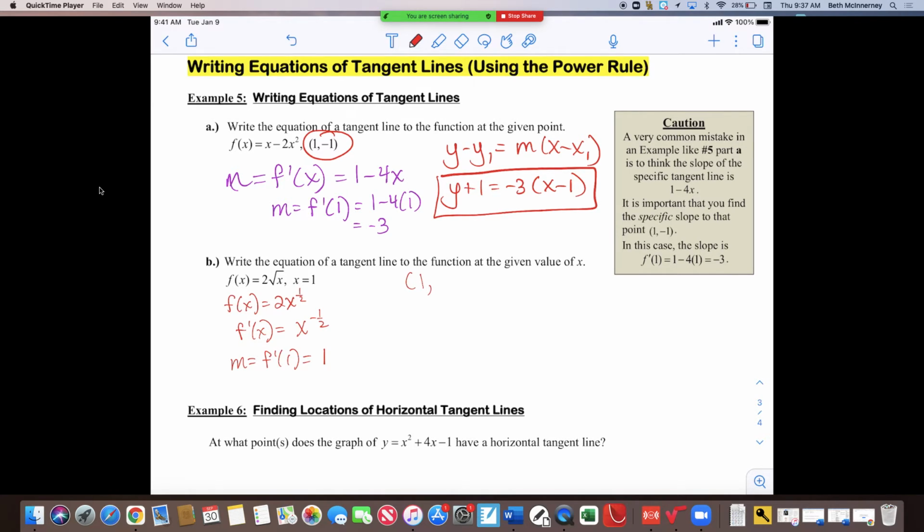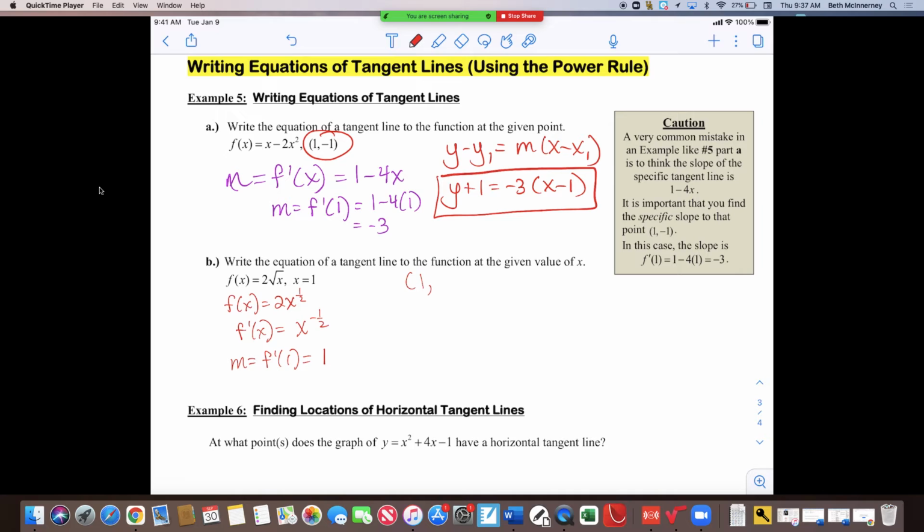All right, on this one, I rewrote f of x as 2x to the 1/2. When you bring down the 1/2, 2 times a half is 1, so they cancel. So I get x to the negative 1/2 power. Plug in x is 1, and my slope is 1.